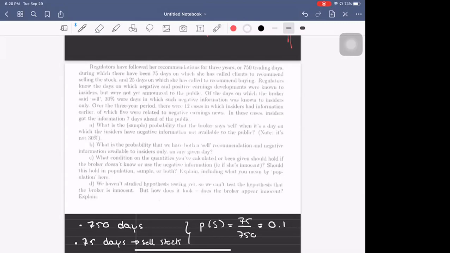And that was, I think, a very annoying part of the exercise. It's very subtle, but in each of these cases, insiders got the information 7 days ahead of the public. So that means that each time the insiders knew that there was negative information that was going to come out about the stocks, they knew that for 7 days. And since they knew 5 times that there were going to be negative earnings, each time lasting 7 days, that means that there were 35 days where the insiders knew that negative information was going to come out.